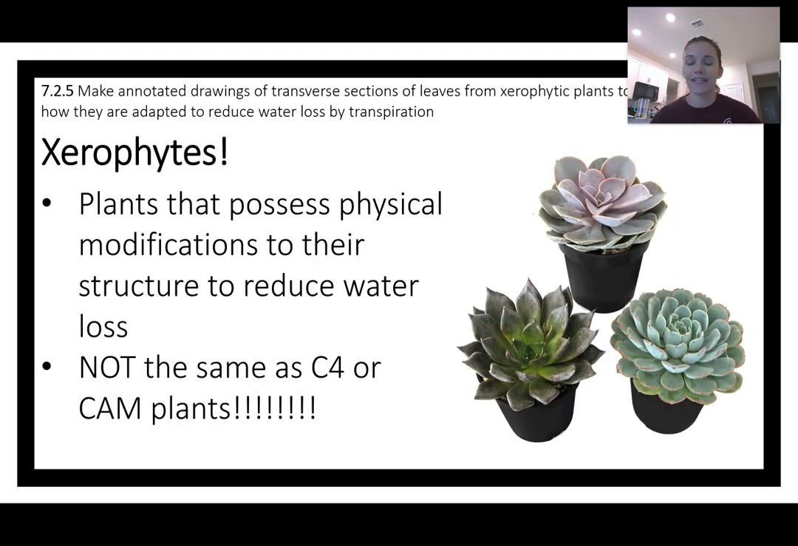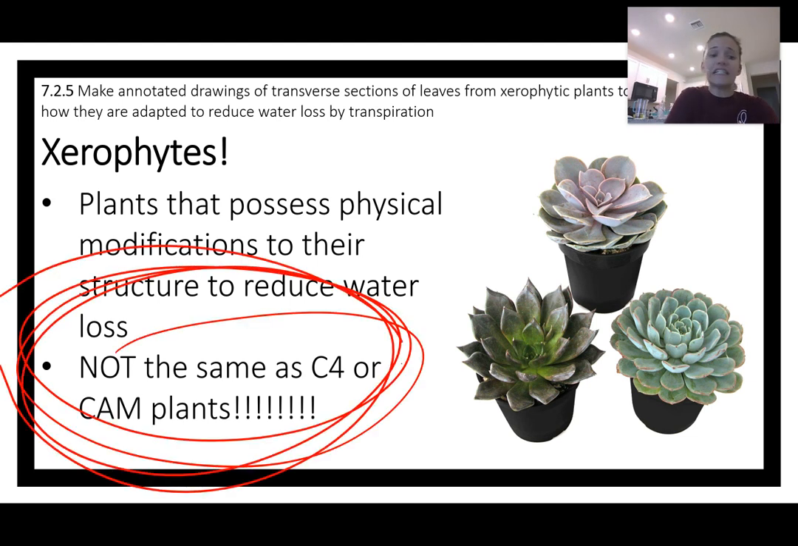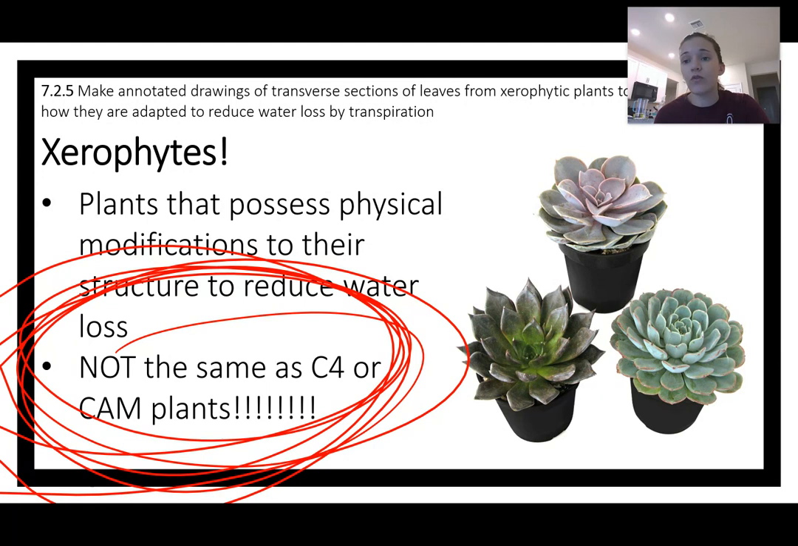And then the very last thing is xerophytes. So xerophytes are things like succulents and cacti. They are plants that possess physical modifications to their structure to reduce water loss. Big, super important distinction here is that xerophytes are not the same as C4 or CAM plants. So C4 and CAM plants may be xerophytes, but xerophytes are not necessarily C4 or CAM plants.